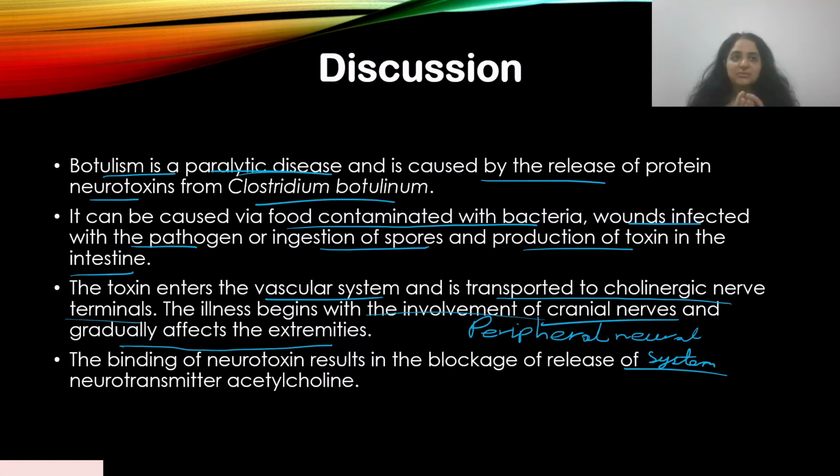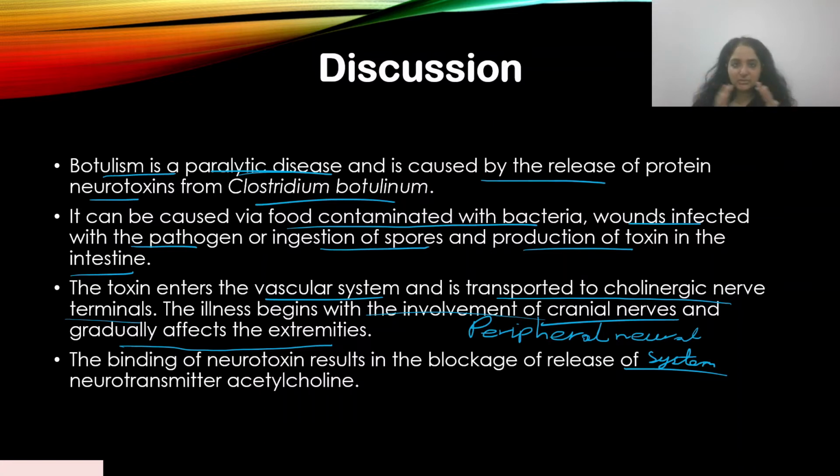So what it does is, once the neurotoxin is released over there, it blocks the release of acetylcholine. That's how these nerve terminals are affected. The neurotoxin then eventually causes paralysis, since it's a paralytic disease. So this is how Clostridium botulinum works in our human body system. Please remember, it stays in the intestine, but it's not affecting the intestine. It affects the cranial nerves first. It begins at the cranial nerves and then moves down, and it affects the cholinergic nerve terminals.